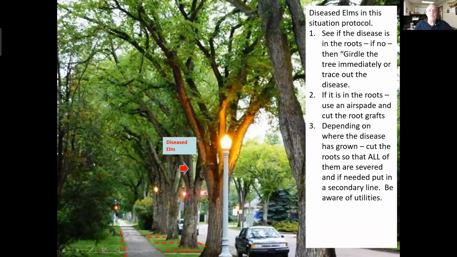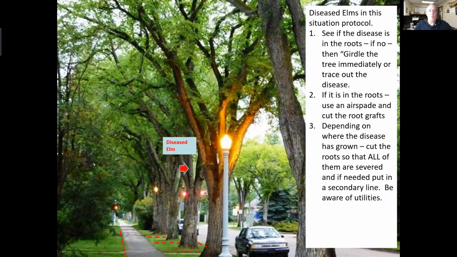However, if you trace it and it's in the roots, you have to put in root graft barriers. And this is how we do it. Again, I'm not going to go through all of it, but you have to get all the roots. And one way to reduce root grafts is to grind the stump. Cut the tree down, grind the stump.